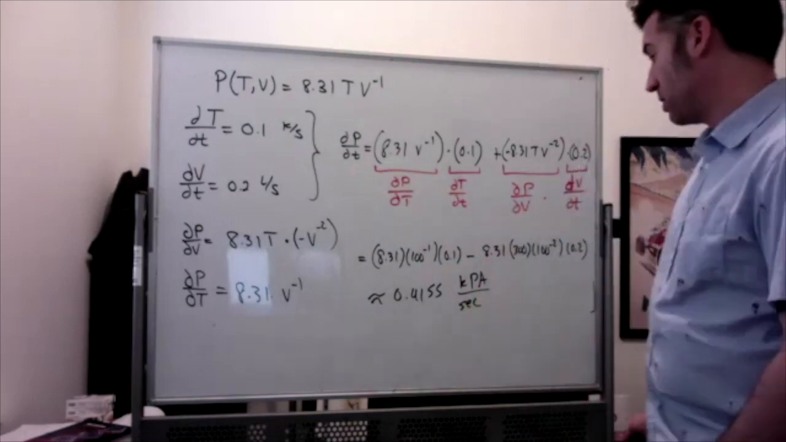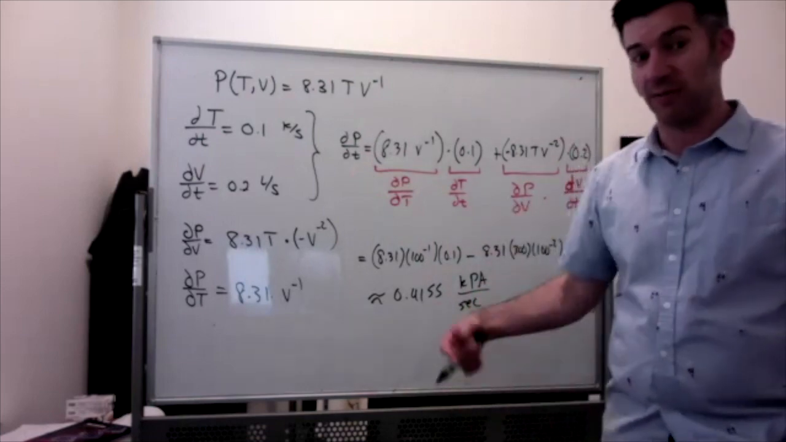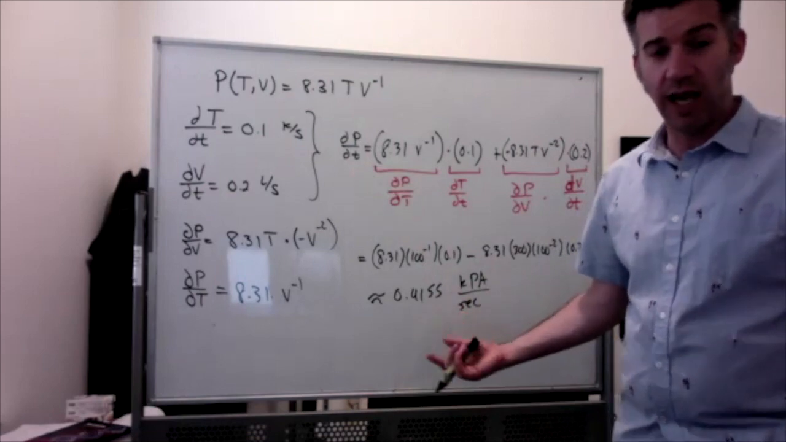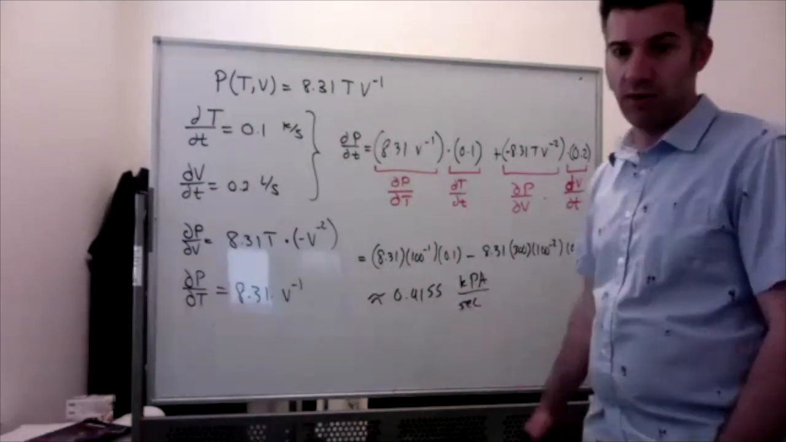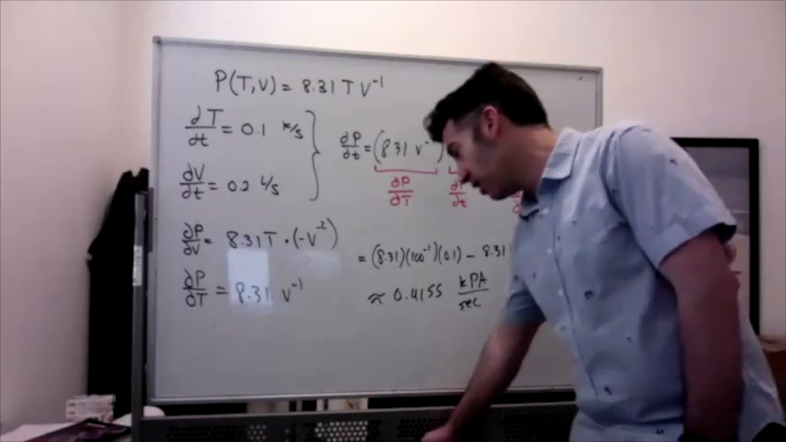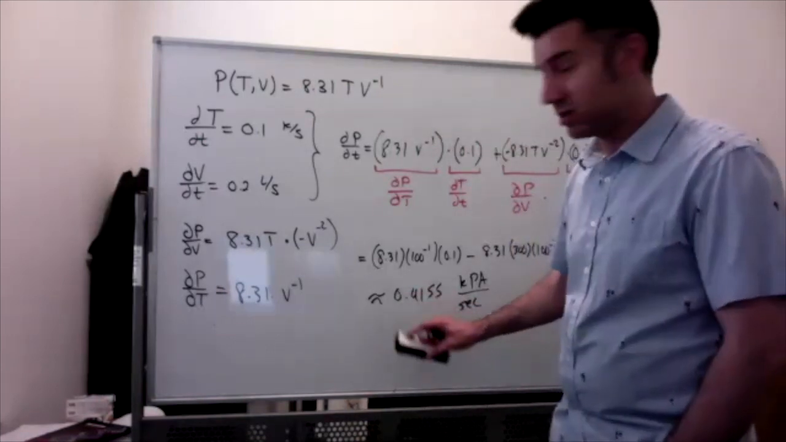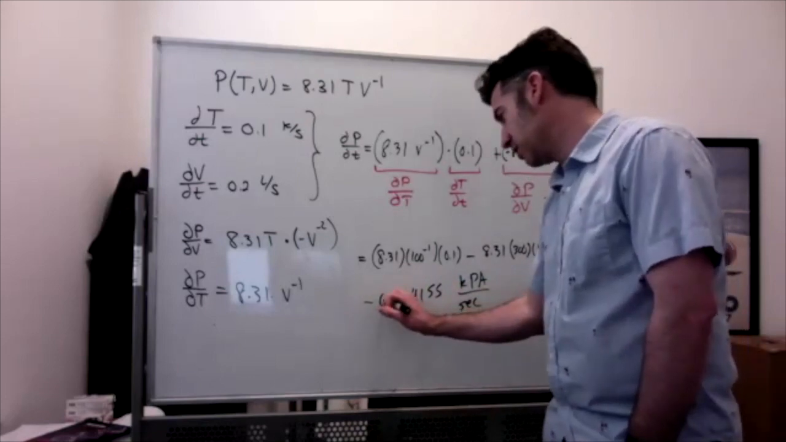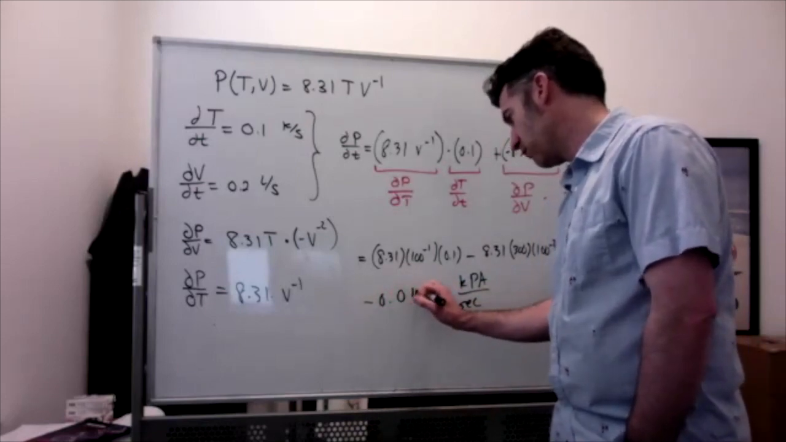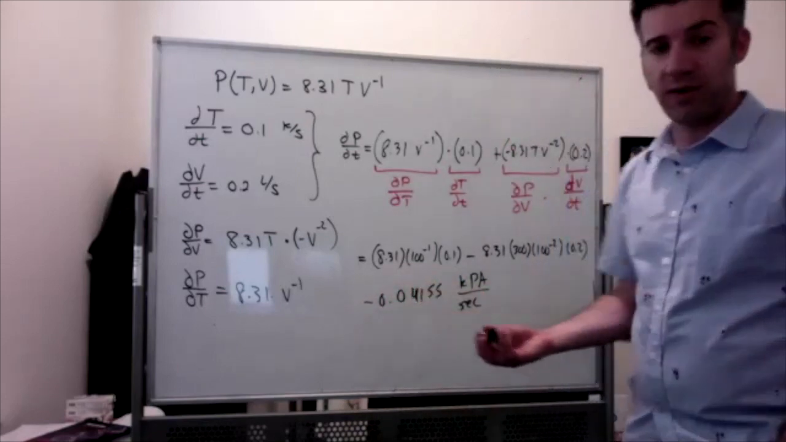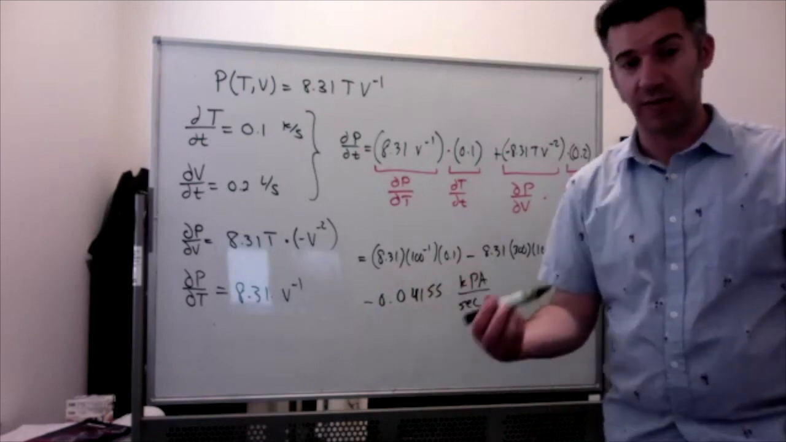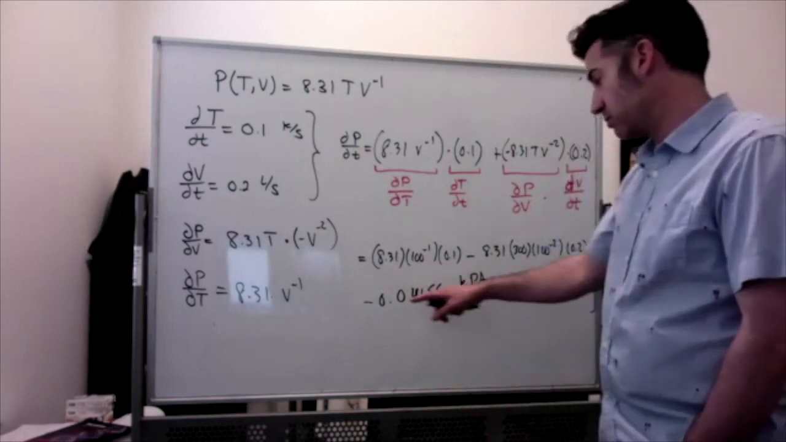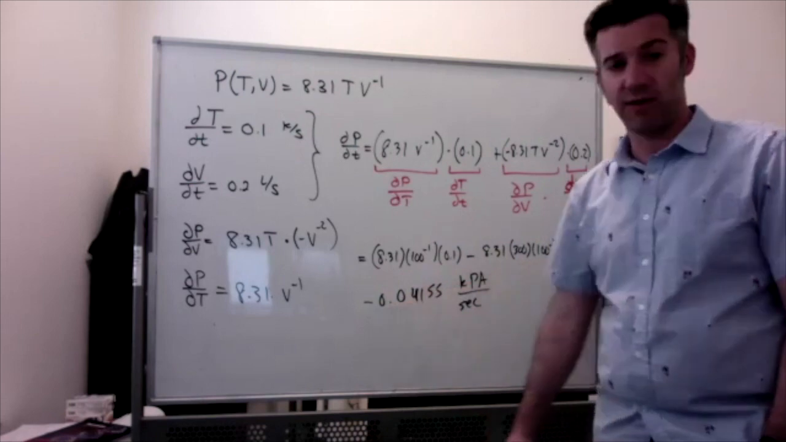So the pressure is increasing, right, because it's a positive rate of change at approximately 0. I think I missed the 0. Sorry. I missed the negative sign too. Excuse me. Let me fix that. It's actually negative 0.04155. So the pressure is actually decreasing as time goes on at a rate of 0.04155 kilopascals per second.